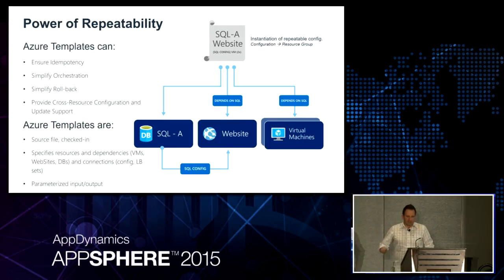So Azure Resource Manager templates, and I'm going to show you one in a second, are, as I said, JSON files. You can check them in. You can treat them as source code. You can check them in along with your applications, its version and everything.